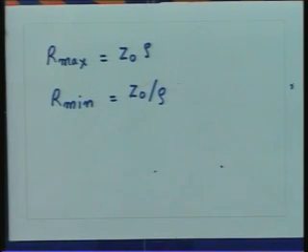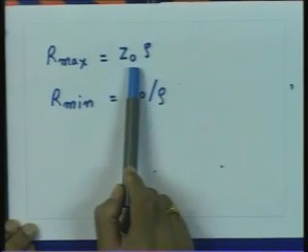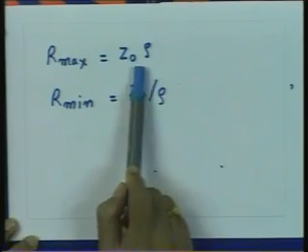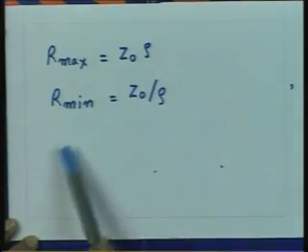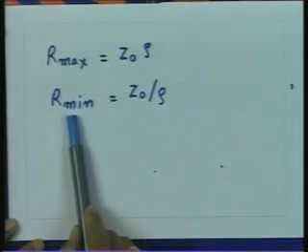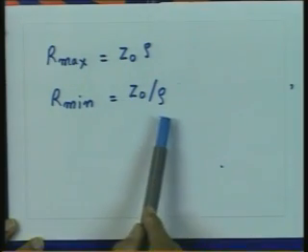So, for any line which is terminated in an arbitrary impedance, if I move to a location where the voltage is maximum, then I know the value of the impedance at that location, because by measuring the voltage maxima and minima, I can find out the value of this voltage standing wave ratio rho. I know the characteristic impedance of the line a priori, so I know the maximum value of the impedance which a line will show. Similarly, at the location where the voltage is minimum, the impedance measured will be R minimum, and that will be the characteristic impedance divided by the voltage standing wave ratio.